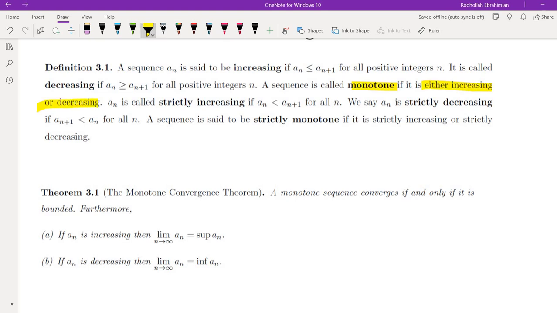If I add the word strictly to the definition, for strictly increasing I would have to drop the equality sign. So strictly increasing means every term is strictly less than the next term. Strictly decreasing means every term is more than the next term. And strictly monotone means either strictly increasing or strictly decreasing.